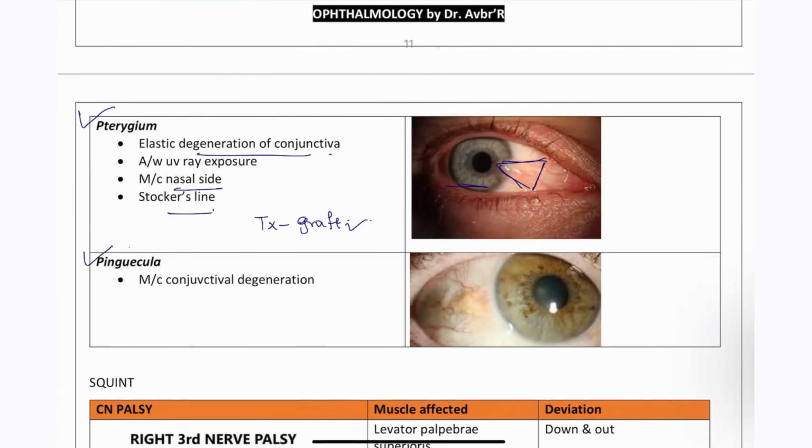Pinguecula, this is most commonly a conjunctival degeneration associated with TB positive patients. Okay, this is how the normal condition and some of the abnormal pathological conditions of the eye look.